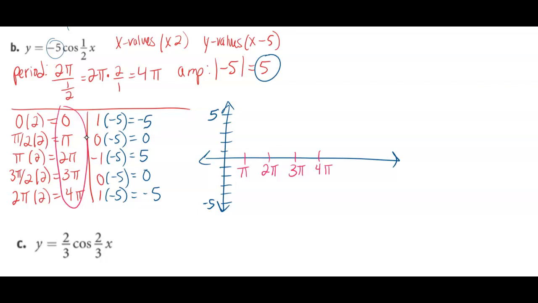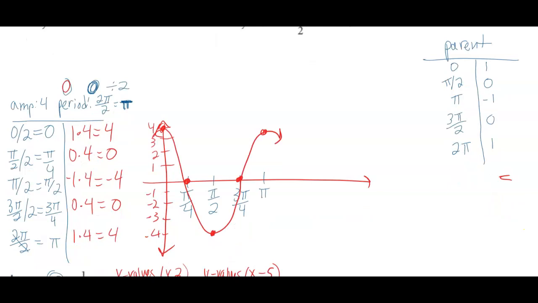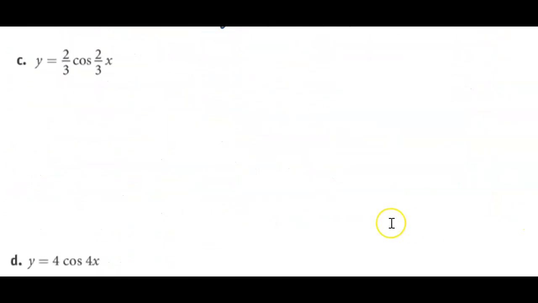Then we're just graphing them. So we're starting down at 0, negative 5, pi 0, 2 pi 5, 3 pi 0, 4 pi negative 5. And that would be your graph. Alright, so let's try C. So we look at C.